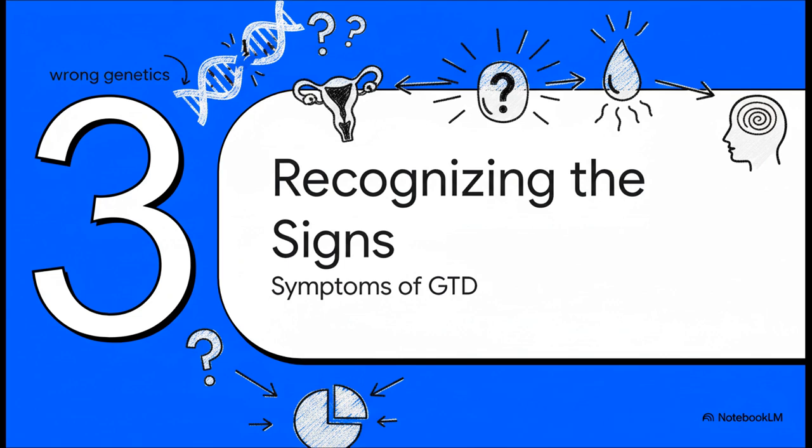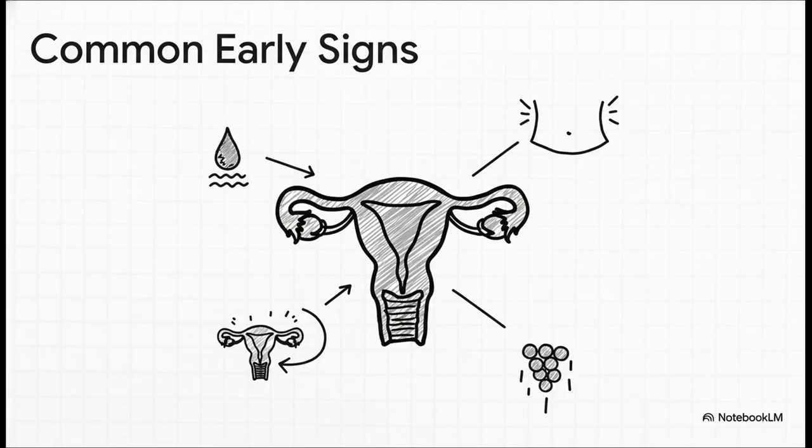So, if the whole genetic blueprint is wrong right from the get-go, what does that actually look like? How would anyone even know something's wrong? Let's talk about the signs and symptoms. In the beginning, the signs can be kind of tricky because they can look a lot like other pregnancy issues. Things like vaginal bleeding or some abdominal pain.